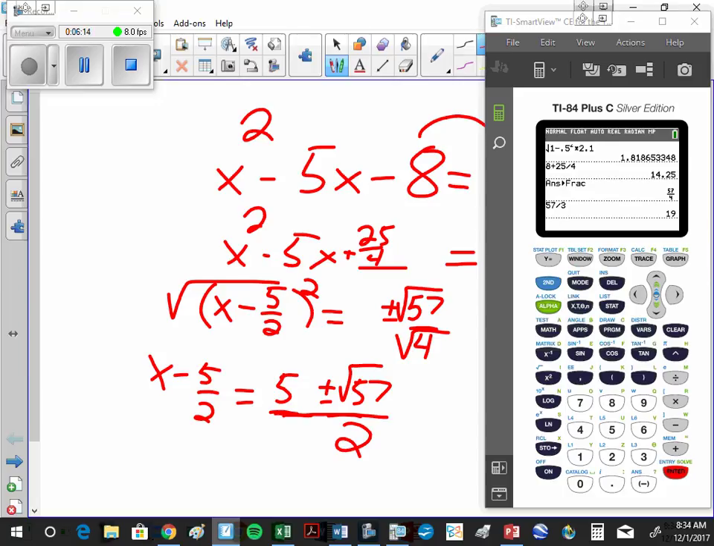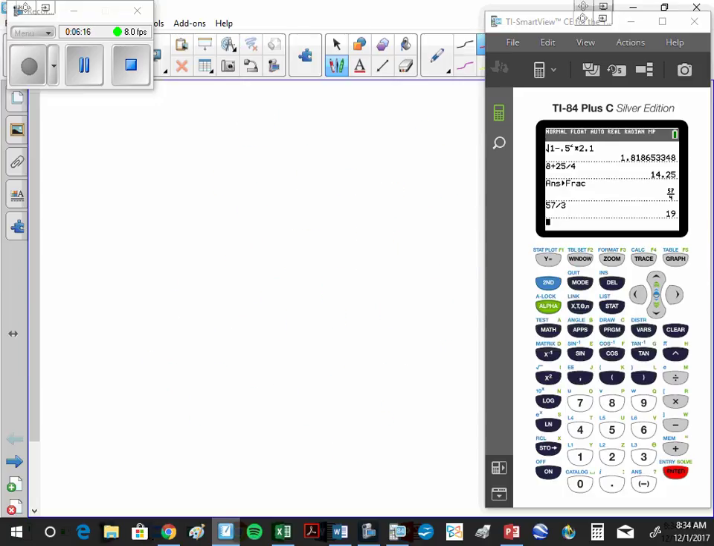Okay. What if I had, let's do this one. I've got a good one in the example. All right, 2x squared plus 20x minus 8.